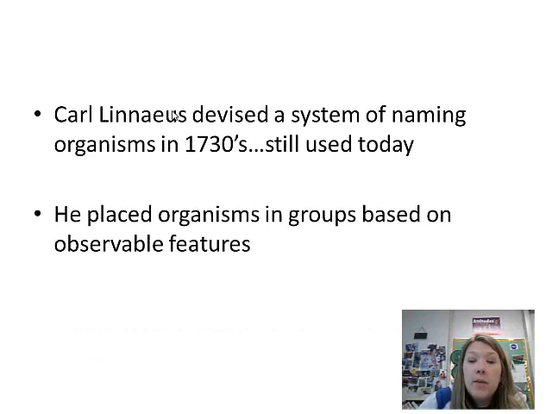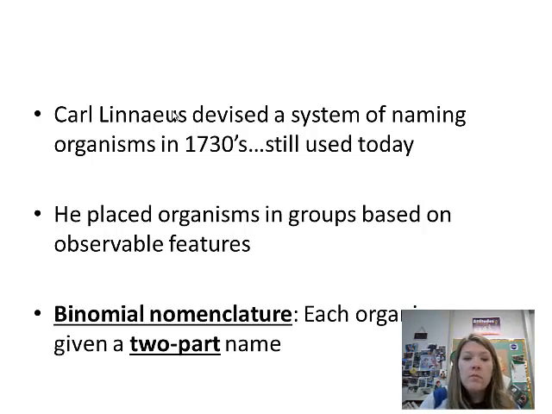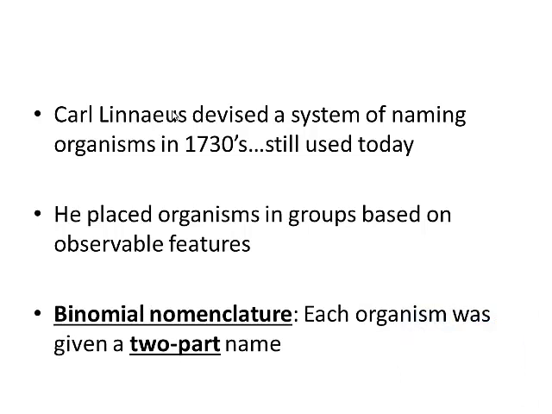The first person to really come up with this system was Carl Linnaeus. He devised the system somewhere in the 1730s, and we still generally use it today. And what he did was he placed organisms in groups based on observable features. So he looked at the color of their fur, he looked at their feet with their claws, he looked at their mouths, whether they had beaks, he looked at their noses, and so he put them into categories based on how they looked. And what he did was then he gave each one two names.